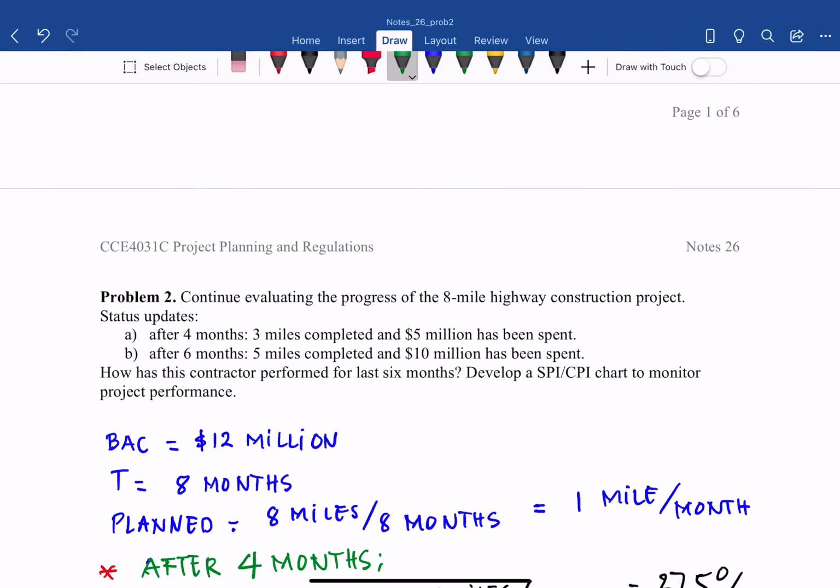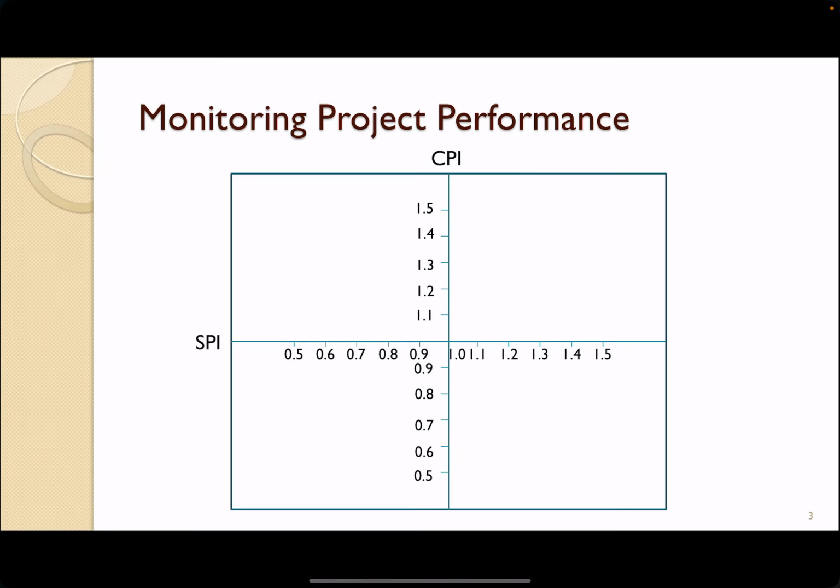So, the SPI CPI chart. Before that, I just want to go back to the slide of today's lessons on monitoring the project's performance. On slide number 3, you see the chart with the SPI on the horizontal axis. SPI stands for Schedule Performance Index. CPI is the vertical axis and stands for Cost Performance Index. We want to see the dynamics of the project status in terms of cost and schedule over time.